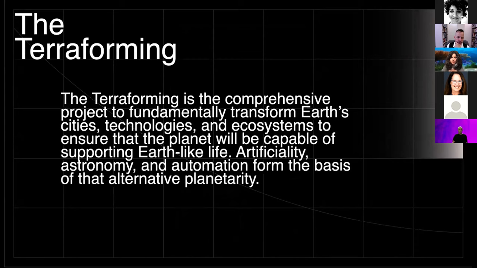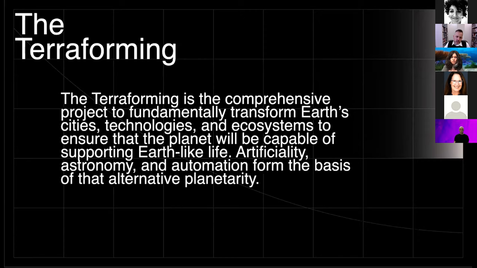The terraforming that's at stake is not Elon Musk's terraforming of Mars or the moon in order to make it viable for Earth-like life, but rather an understanding that, whether we like it or not, the meta design project in front of us is to recompose the Earth, the Anthropocene we have, so that Earth would remain viable for Earth-like life. And part of the way we approach this has to do with a perhaps counterintuitive emphasis on artificiality, astronomy and automation, all of which I try to explain in more detail in the book, which I invite you to download and have a look at.